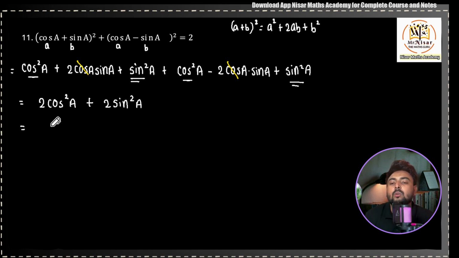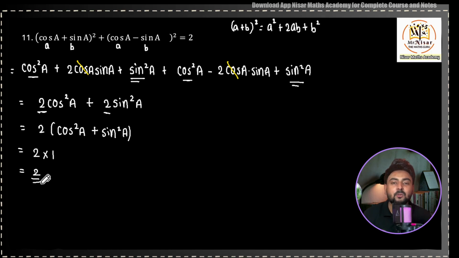Okay, now here also 2 is present, here also 2 is present. I'll take 2 common from both the terms. So 2 outside it went. What is remaining now? Cos square a plus sin square a, and sin square a plus cos square a becomes what? 1. So 2 into 1, the answer is 2. This only we need to prove. Yes, let's move ahead for the next question.